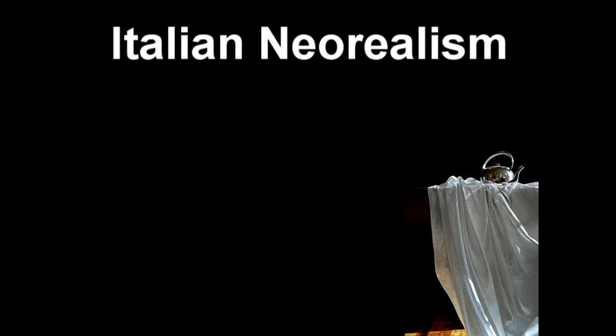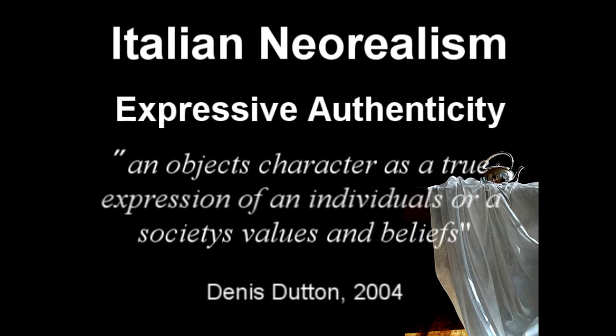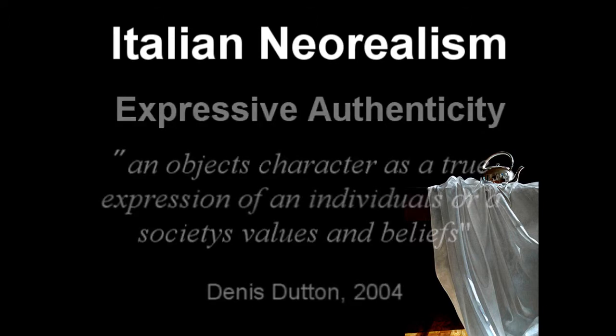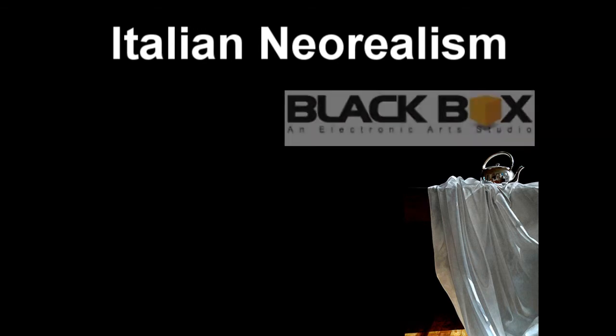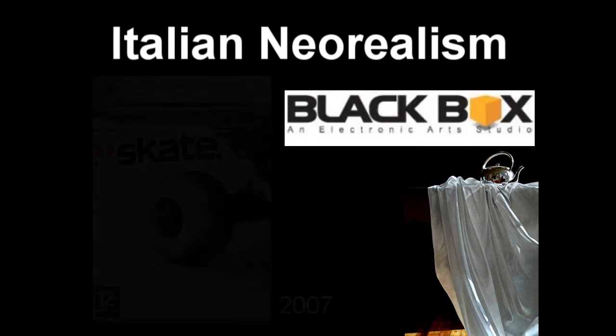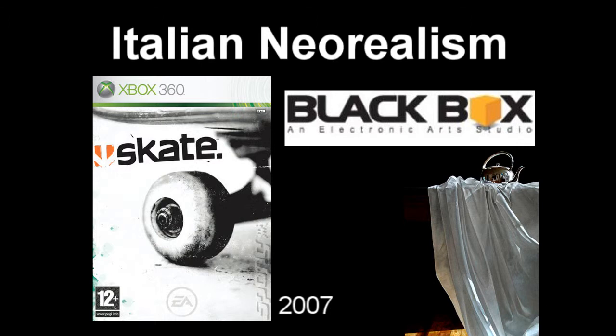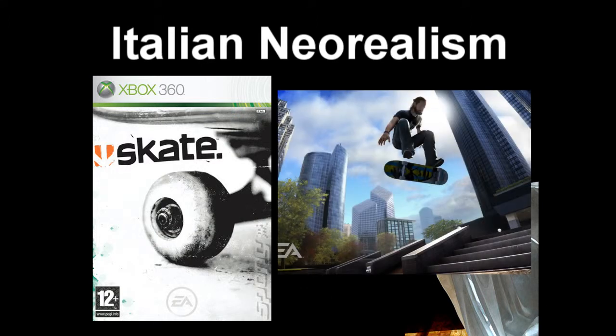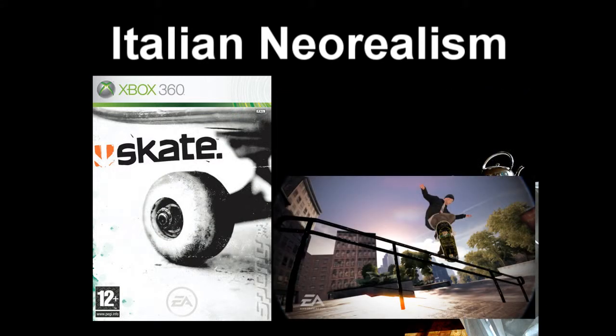Expressive authenticity, as it is known, is an object's character as a true expression of an individual's or society's values and beliefs. Therefore, one must consider the values and beliefs of the subject matter to make authentic decisions in regards to a mechanic or a design decision. For instance, in EA Black Box's skateboarding game Skate, there is a great importance put on the authentic portrayal, not just in the activity of skateboarding itself, but in the culture of skating.